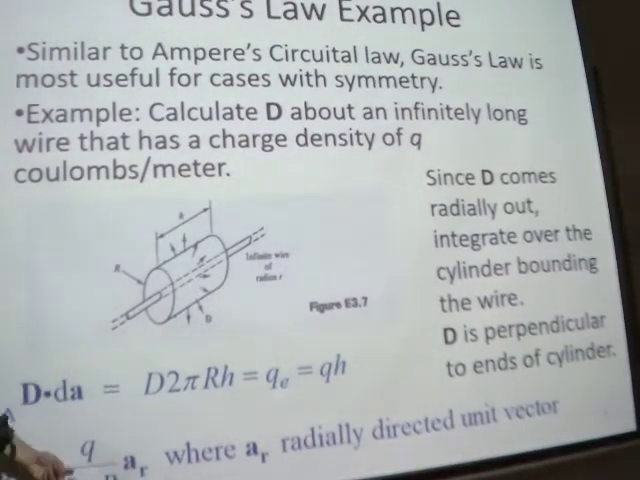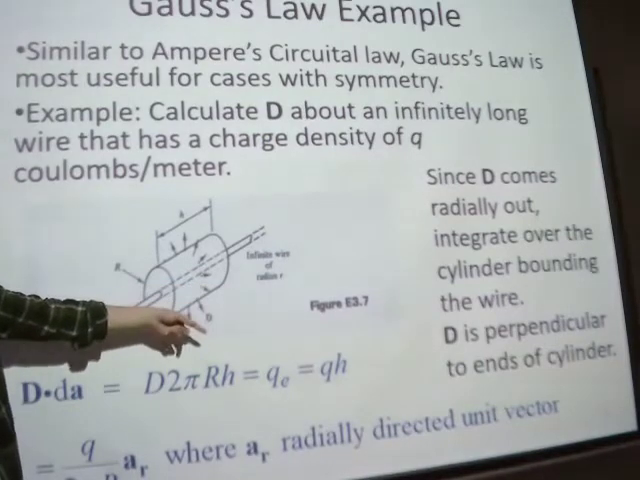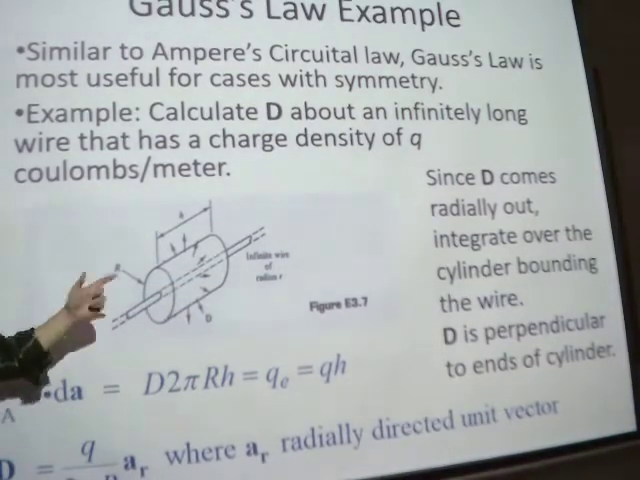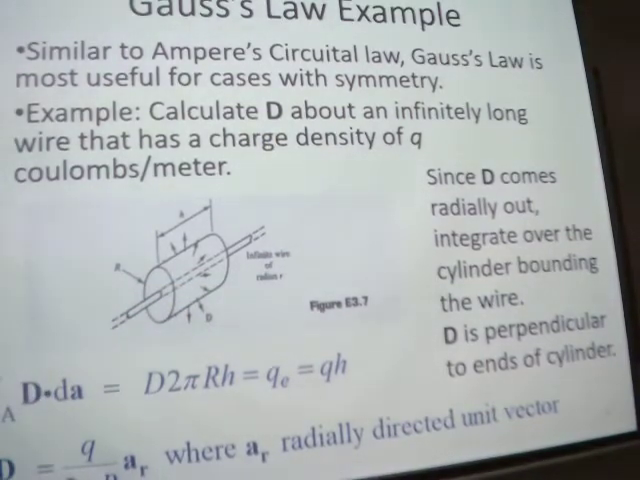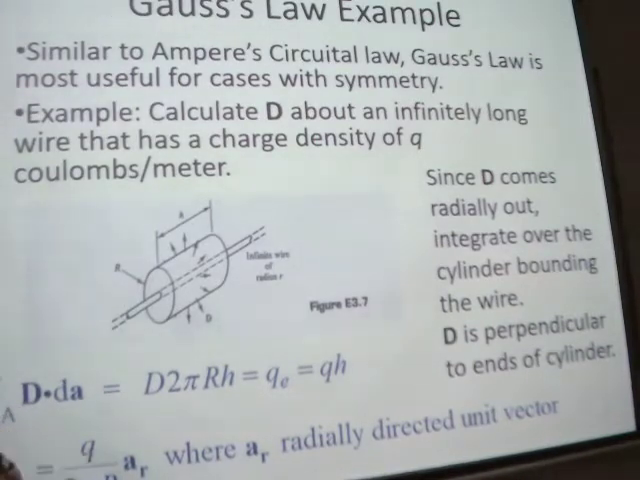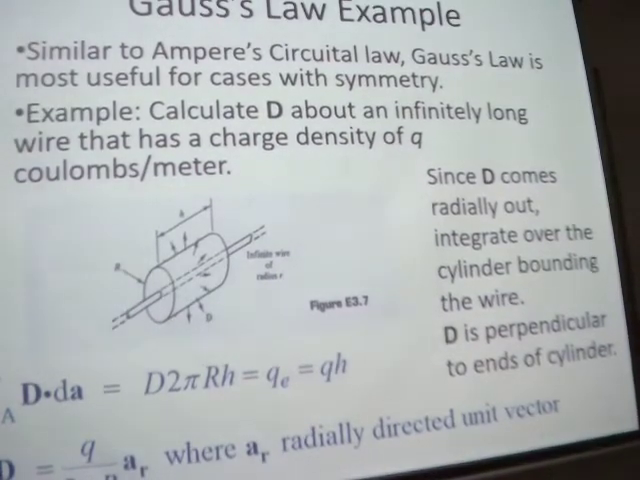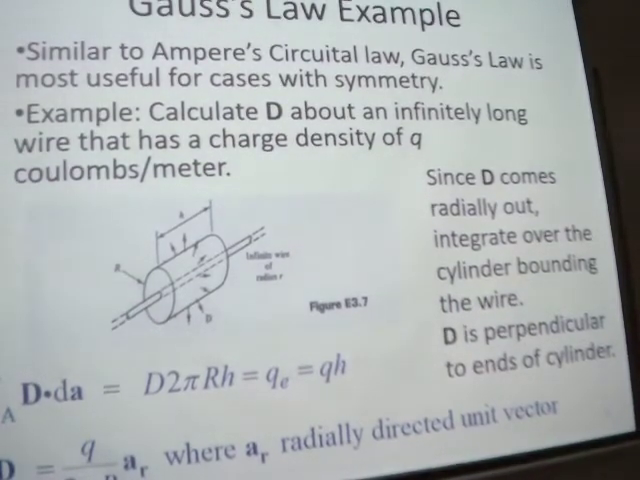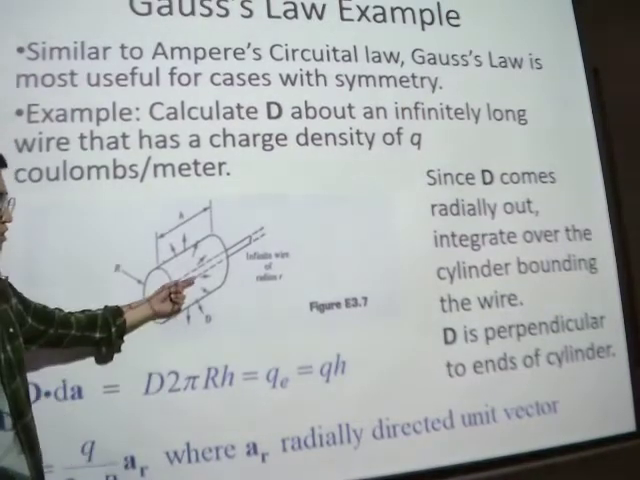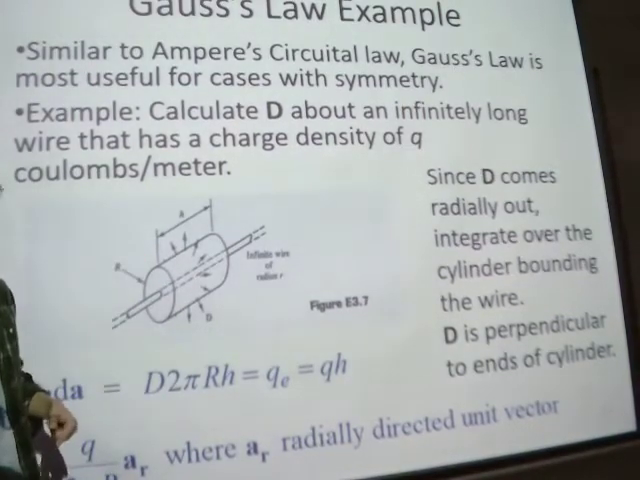So D, the electric flux density, can be described by this, and the a_r here represents the vector, to describe the direction. Because you can see this is a vector, pointing outward on both sides, it just describes the direction.